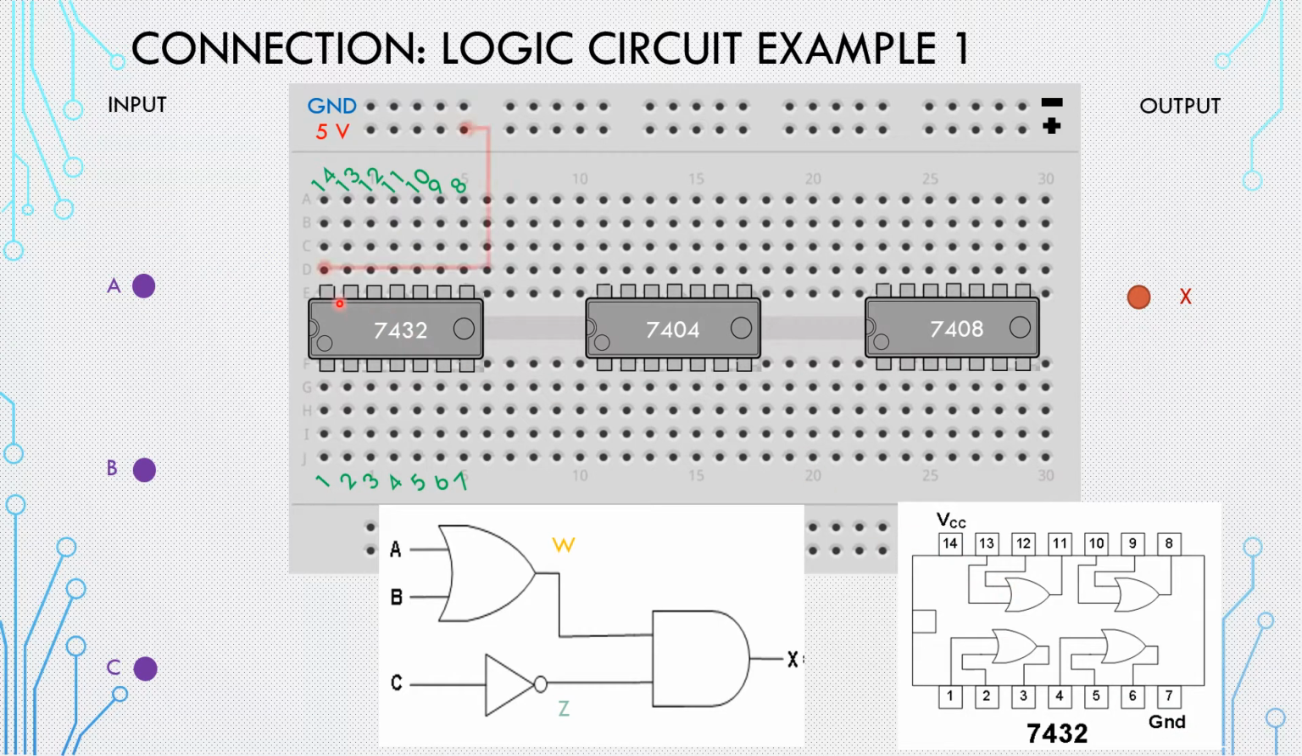So VCC 14 should go to the 5 volt, and ground should be connected to ground, or the negative, or 0.